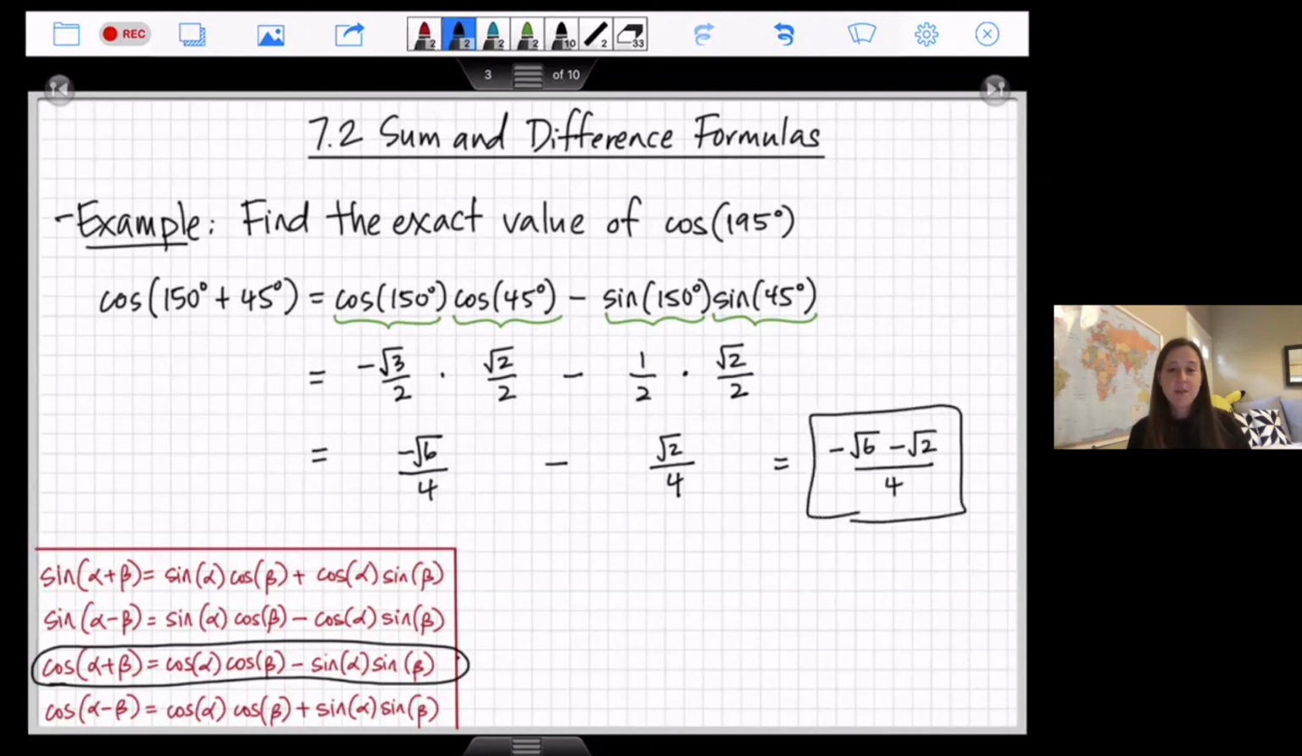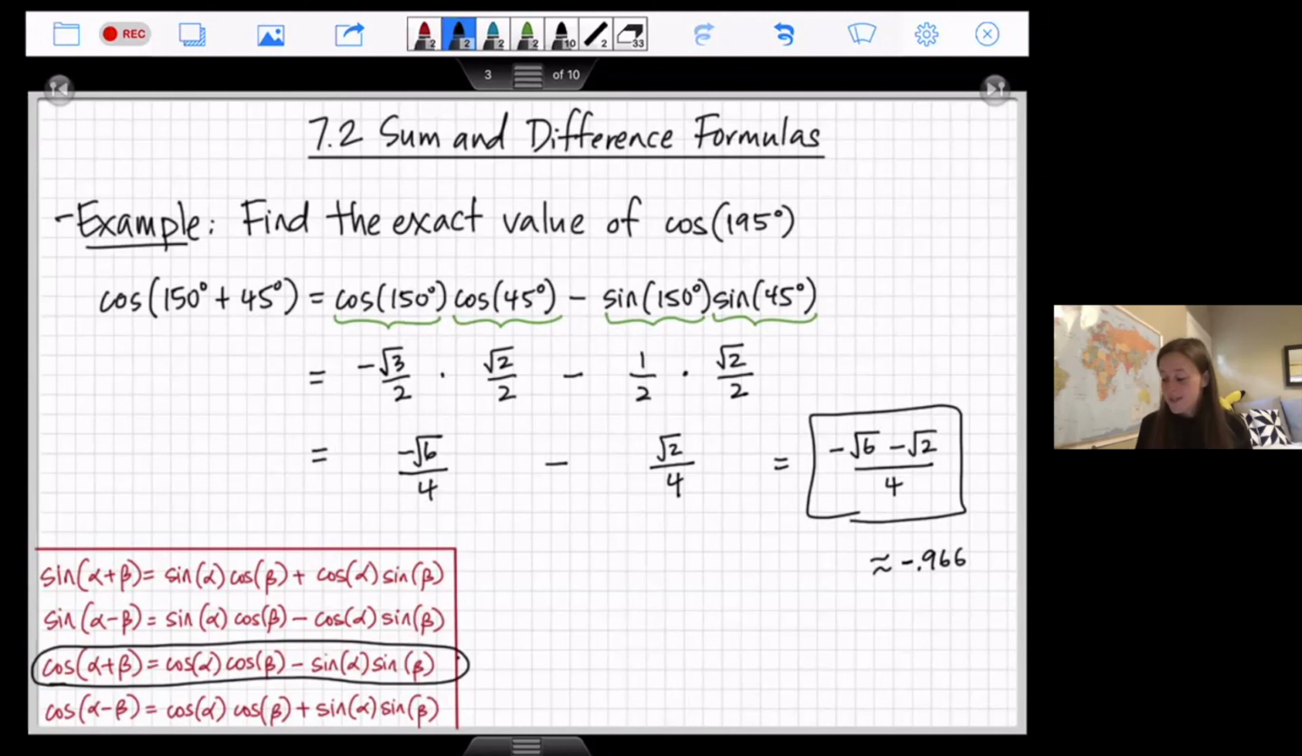All right, and the nice thing about these problems, I can go to my calculator and type that number in: negative root 6 minus root 2, and then divide that by 4. And I get negative 0.966 if I round that off. Then if I type in the cosine of 195, I'm in degree mode, so I'm going to type in cosine 195, and I get exactly the same decimal, negative 0.966.